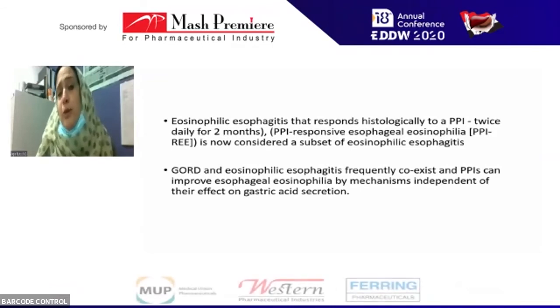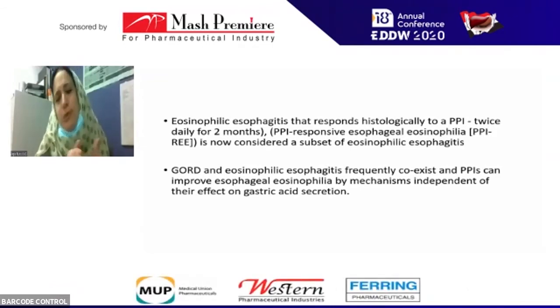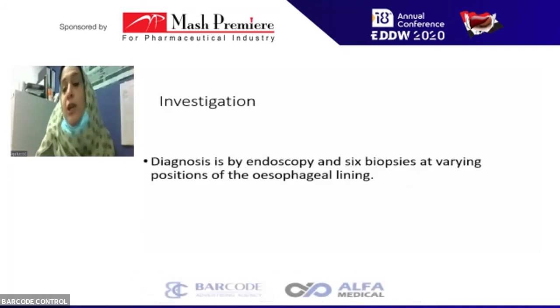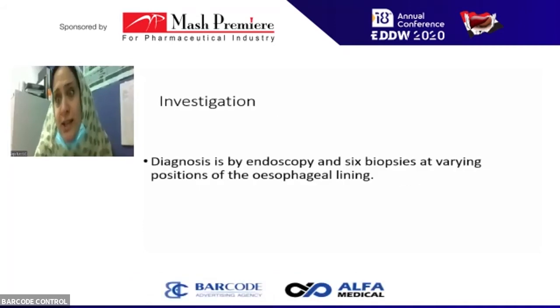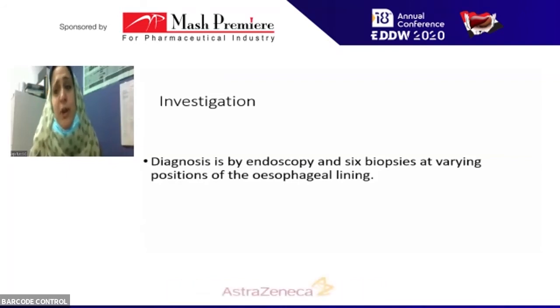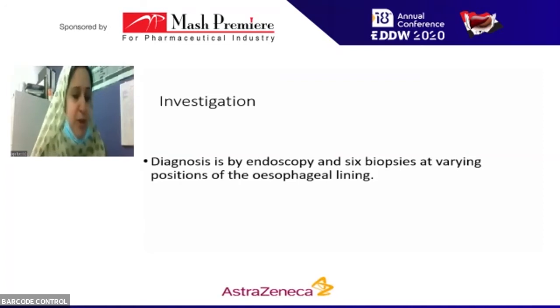So eosinophilic esophagitis that will respond to PPI is called PPI-responsive esophageal eosinophilia. It's now considered a subset of eosinophilic esophagitis. GERD and eosinophilic esophagitis can coexist. So sometimes you need to differentiate between them, but sometimes they coexist. But come on, you're going to give a PPI anyway, and you're going to do the endoscopy anyway to see the endoscopic picture and take some biopsies. And the investigation is endoscopy and biopsies.